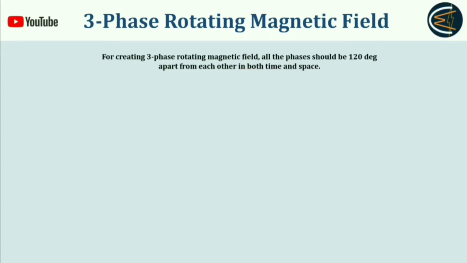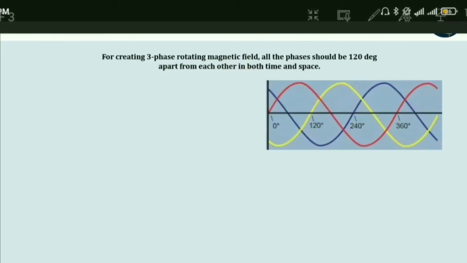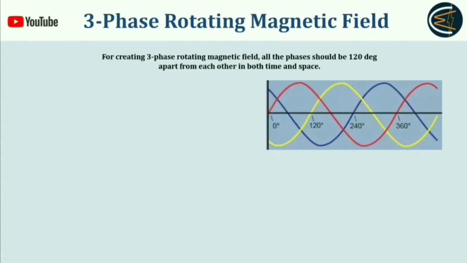Now, this is a three-phase system, with three-phase supply voltages R, Y and B, and these three phases are 120 degrees apart in time, not in space. This is the variation with respect to time.